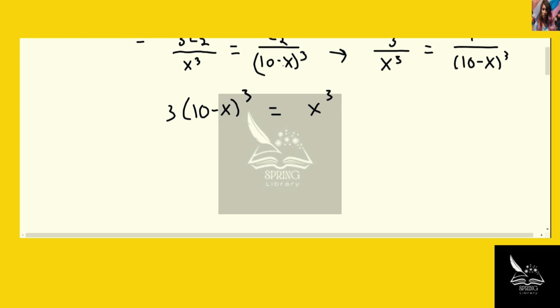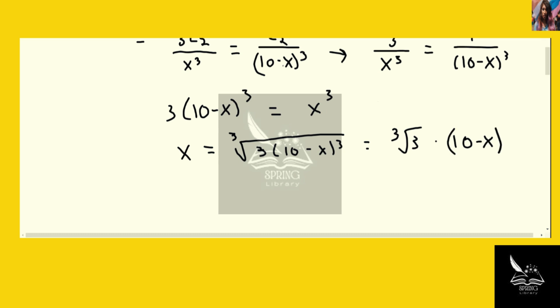All right, if we solve for x, we would get the cube root of 3 times 10 minus x to the third, which is the same thing as cube root 3 multiplied by 10 minus x. We'll get 10 times cube root 3 minus cube root 3 x.